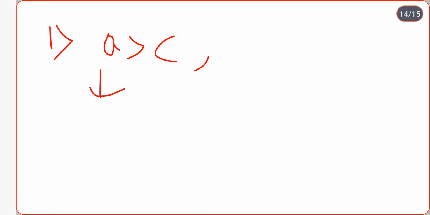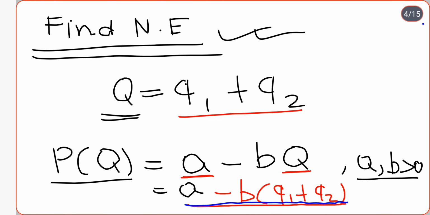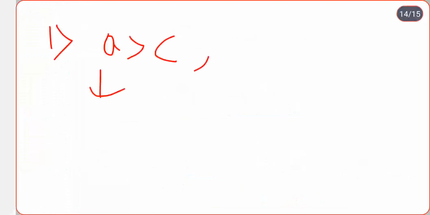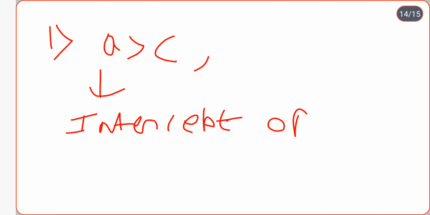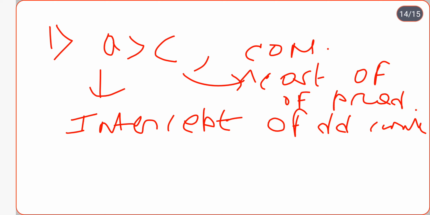Now what is a? If you go into the demand function that you have written here, a was basically the intercept of the demand function. So the intercept of the demand curve should be greater than the cost, or you may say the constant cost of production. So this is the first necessary condition for this Cournot-Nash equilibrium: the quantity should not be negative.